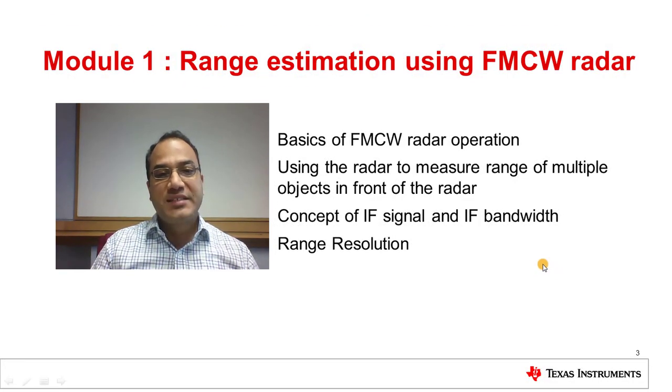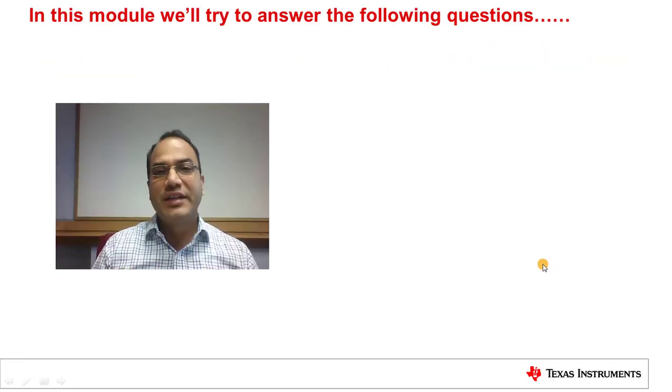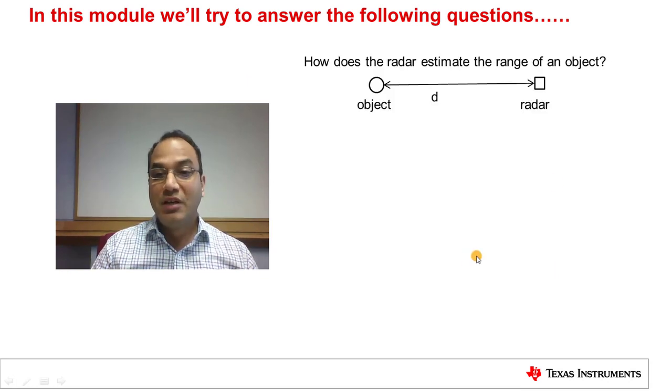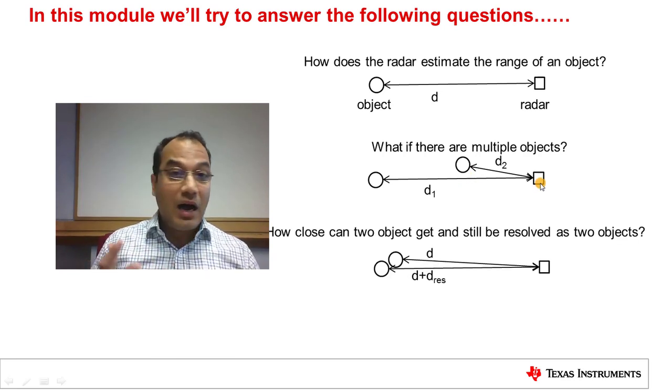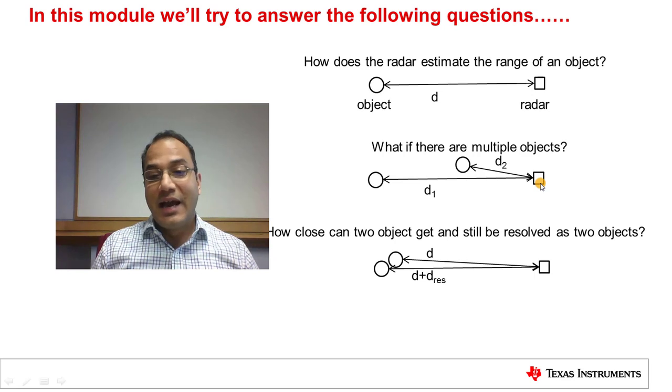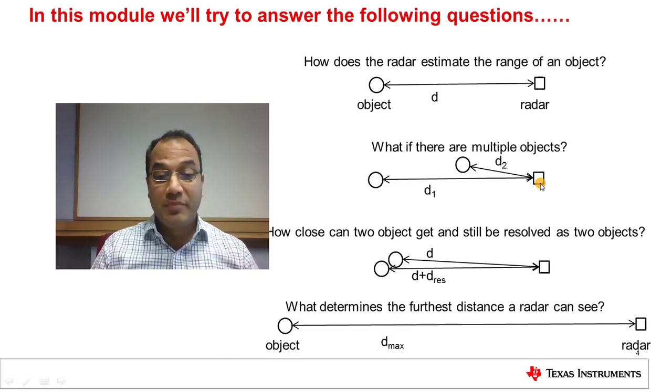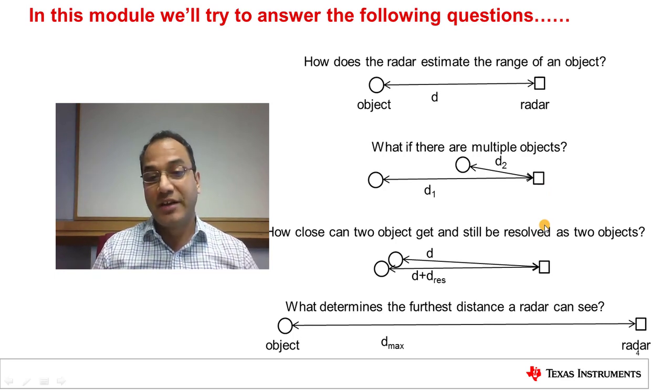So the kind of questions that we will focus on in this module are: you have a radar, you have an object in front of it. How does the radar estimate the range to this object? What if there are multiple objects at different ranges from the radar? How close can two objects get and still hope to be resolved as two objects? What determines the furthest distance that a radar can see?